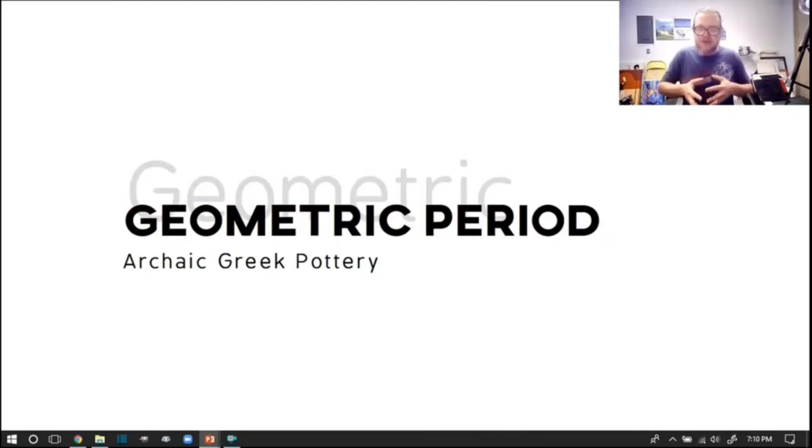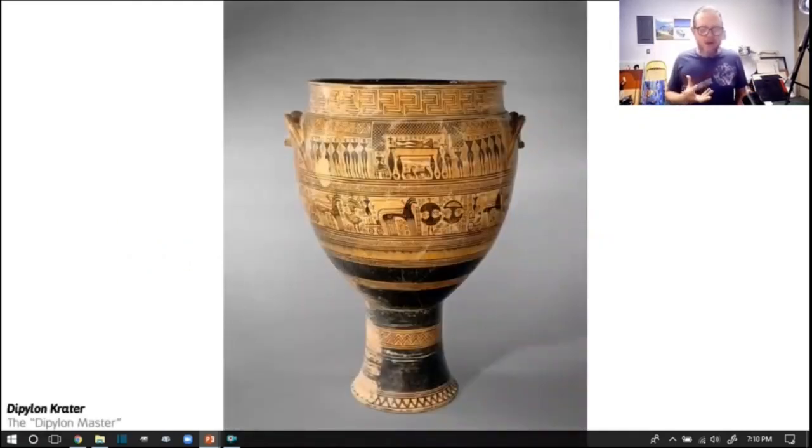First off, we have the geometric period. We'll only look at one example from this period. This was very, very early on in the development of art in the archaic period.